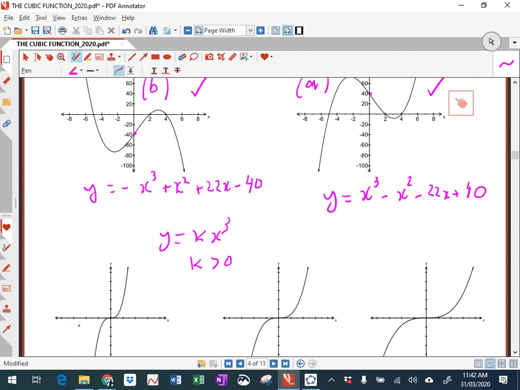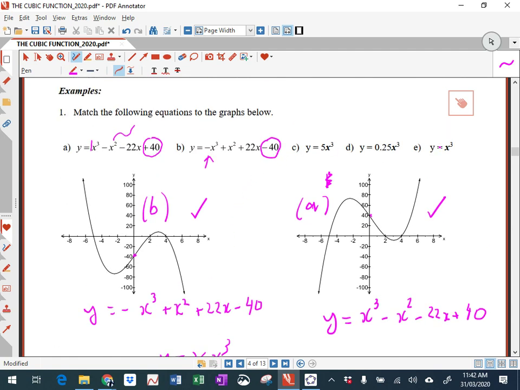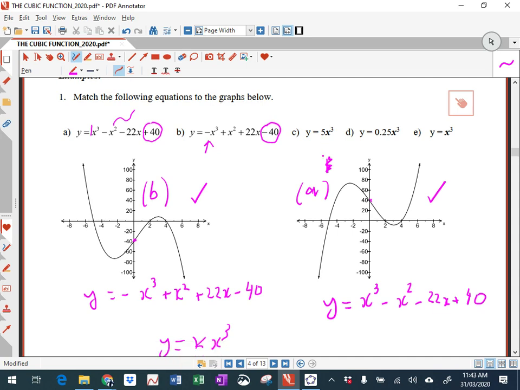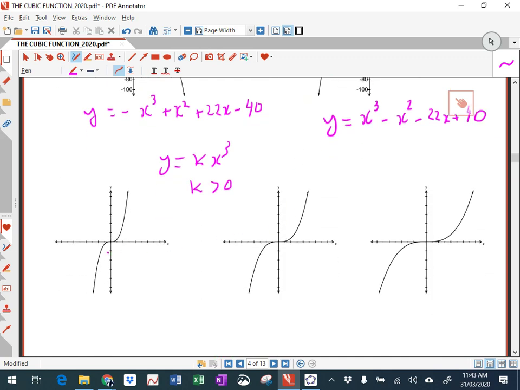So I'm going to pick from here, I've got 3 graphs here. The steepest one will be 5x cubed. Let's have a look. Just checking that my notes match. Yep. Okay. So that means the steepest one will be y equals 5x cubed. So that's this one here. So this here is y equals 5x cubed because the k value is the biggest.